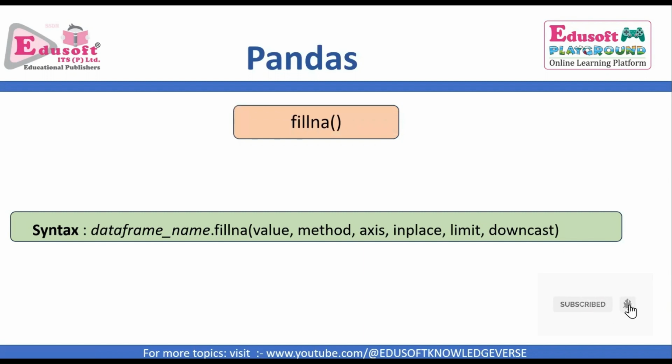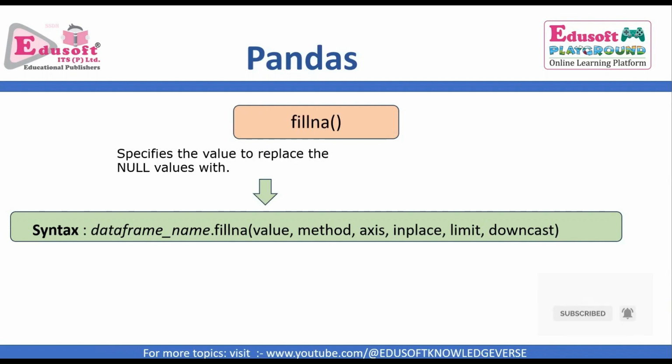The second method is the fillna function. You can see the syntax over here: data frame name dot fillna. The first parameter is value, the second parameter is method, the third parameter is axis and the fourth parameter is inplace. So what does this first parameter value do? It will specify the value to replace the null values with.